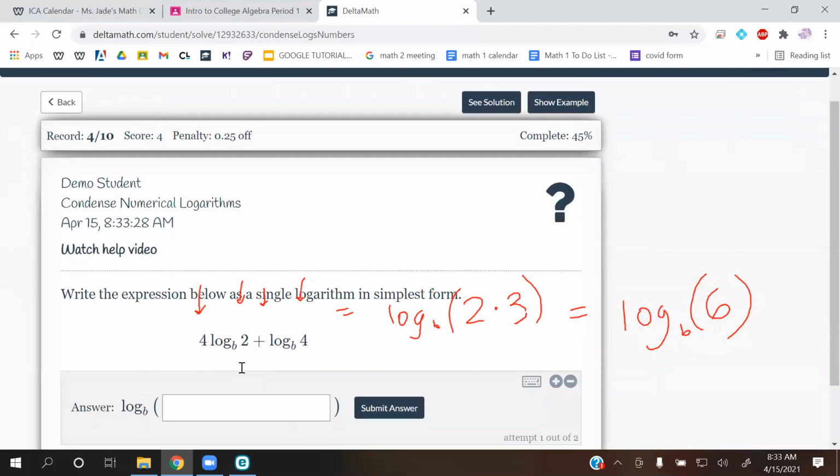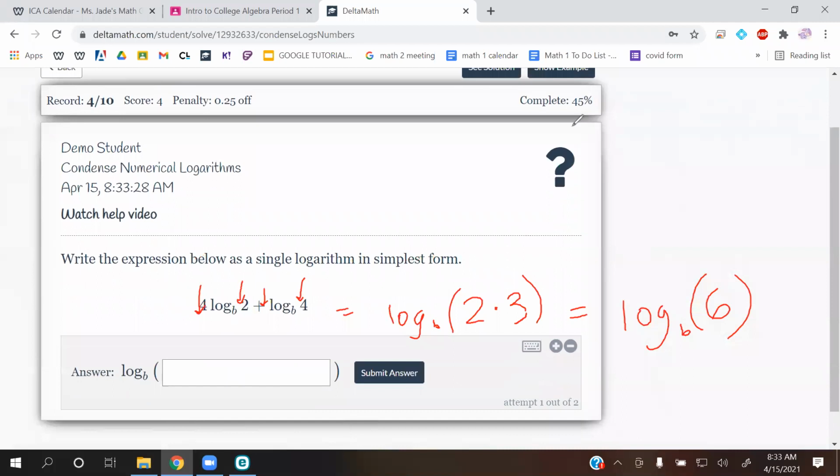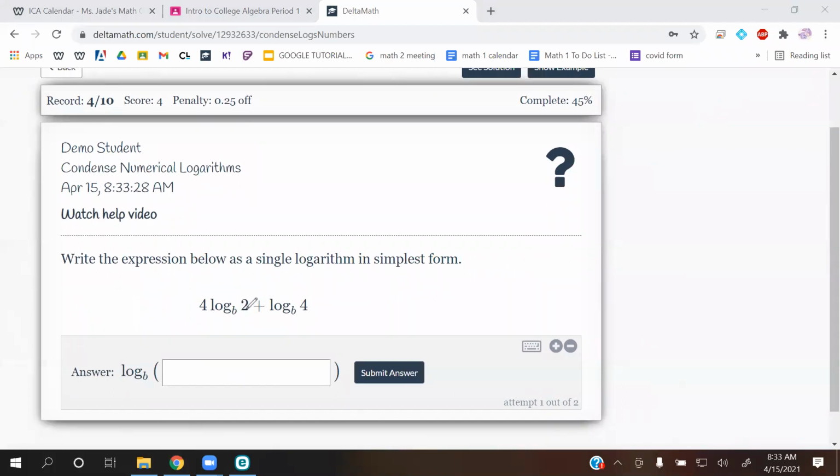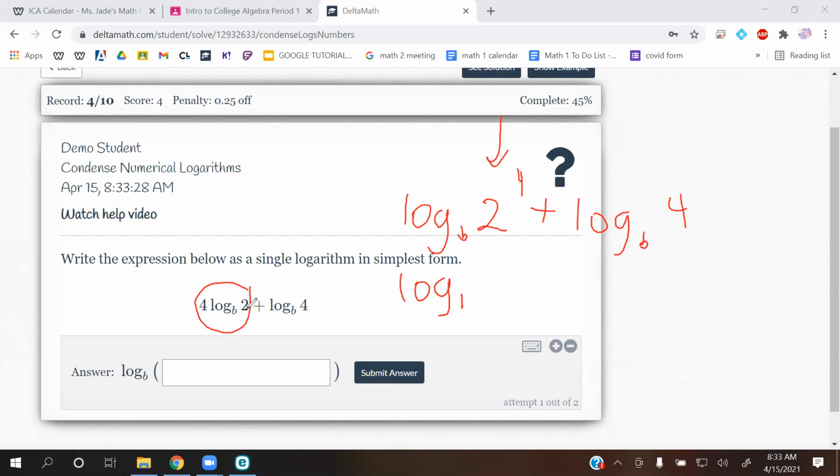And one more. Okay. 4 log base b of 2 becomes log base b of 2 to the power of 4. And then we have a plus, and then we have log base b of 4. That one's not really changed right now. So let's simplify. What is 2 to the power of 4? Let's write that out. Log base b of 2 to the power of 4 is 16.